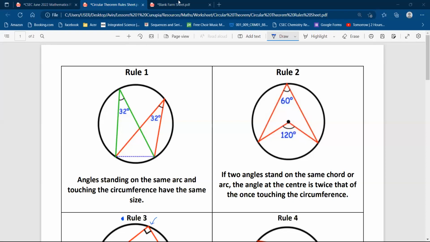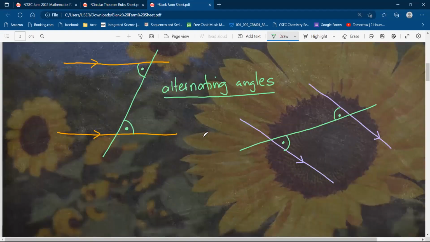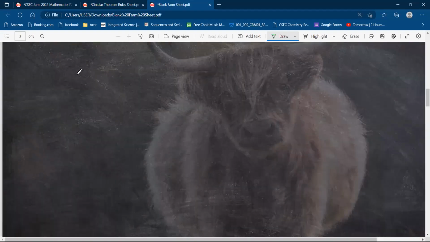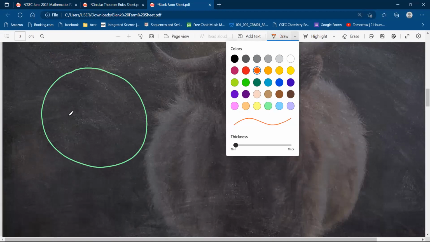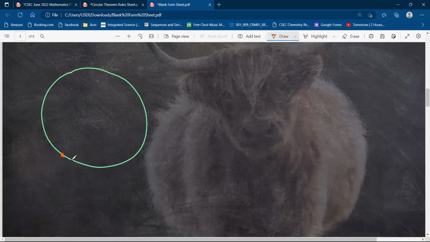About what rule 1 is saying, right? That if you have a circle, and if you have a piece of the circumference, right? Remember, the whole green line is the circumference. But let's say you have a piece of the circumference. So this orange line here, from point A to point B.